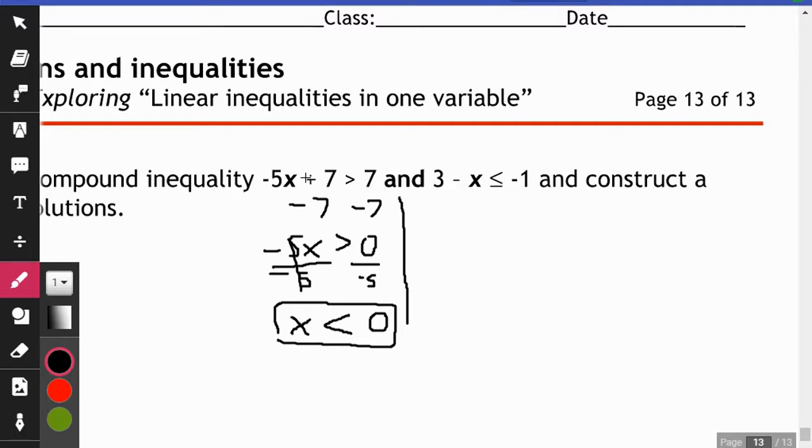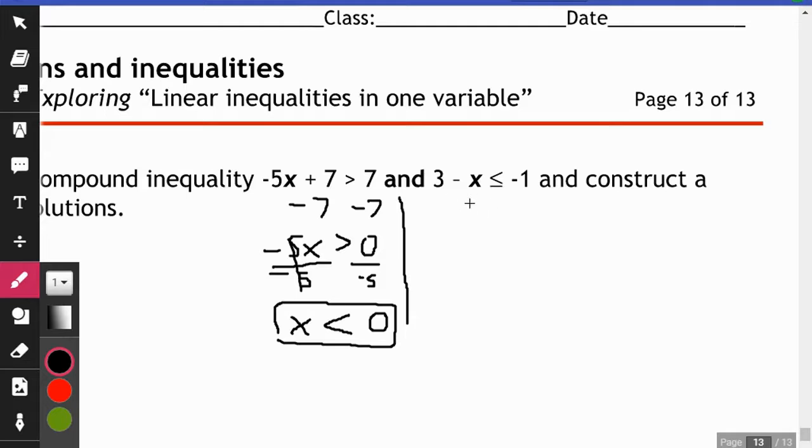That doesn't make sense, actually. It works. Never mind, I changed my mind. Okay, because, yep, a negative number times a negative number is going to make a positive number, and then it'll add to 7, and it'll be bigger than 7.